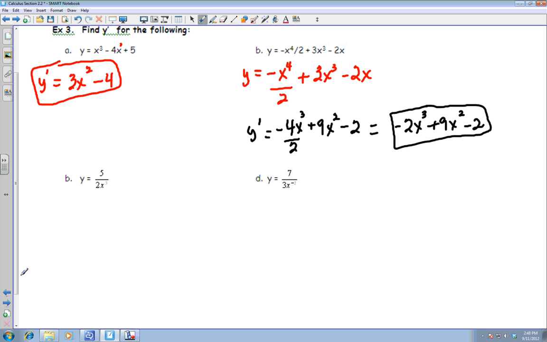Okay, my second part B, I don't know why this is B. I'm going to rewrite this. Again, if that's hard to see, that's a 3 right there. Anytime I see a variable in the denominator, I'm going to move it up, and you only move that variable. So I have my 5 on top, my 2 on bottom. Instead of my x cubed on bottom, I'm going to move it to the top, and it becomes a negative 3.